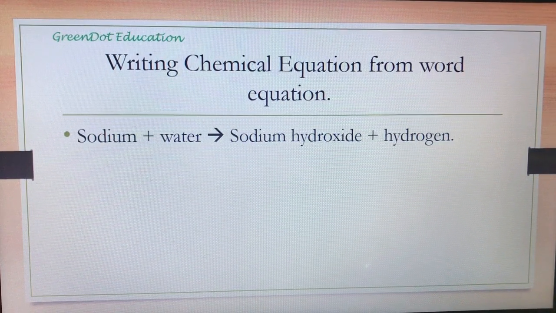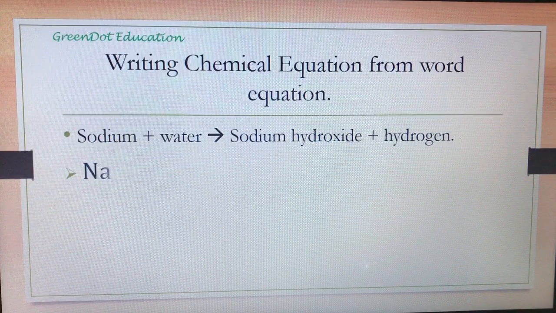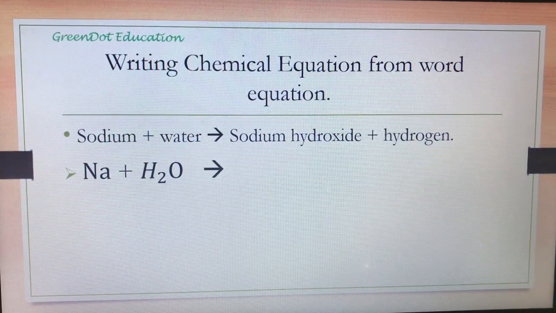We know that sodium is represented by Na, whereas water is represented by H2O. Here also water is a composition of hydrogen and oxygen. Here H2 represents that two atoms of hydrogen react with one atom of oxygen and form water.